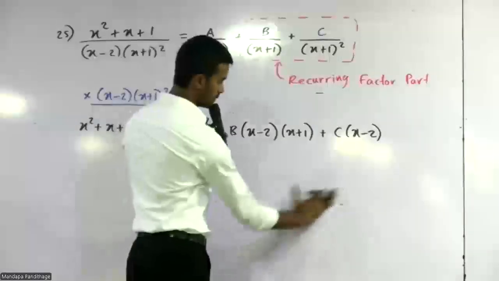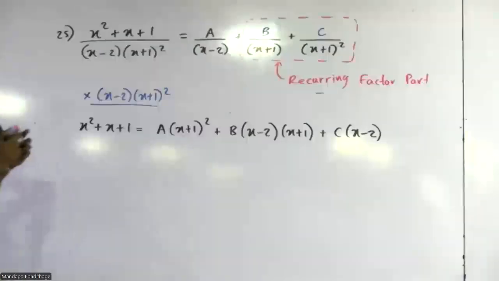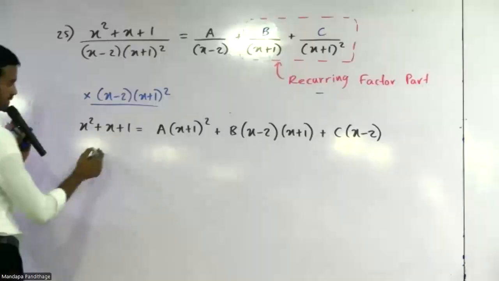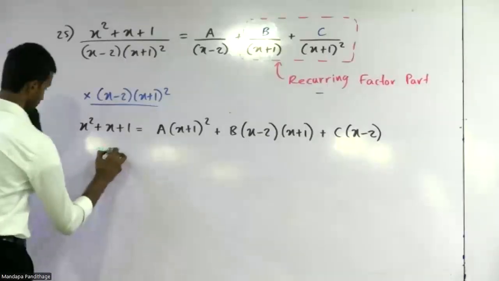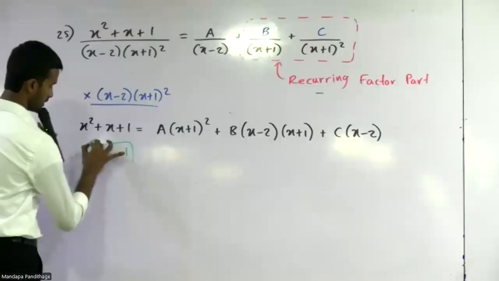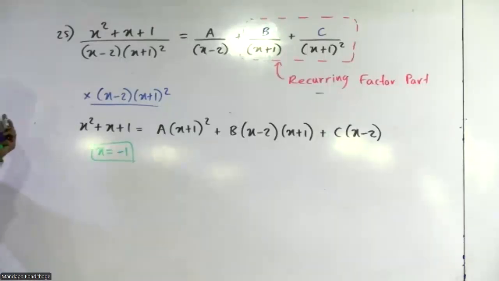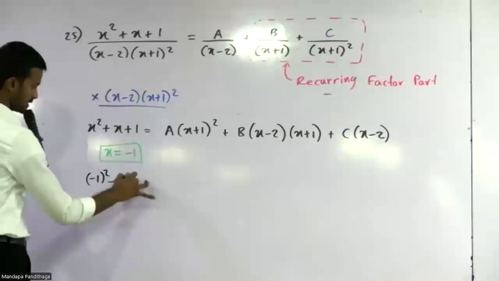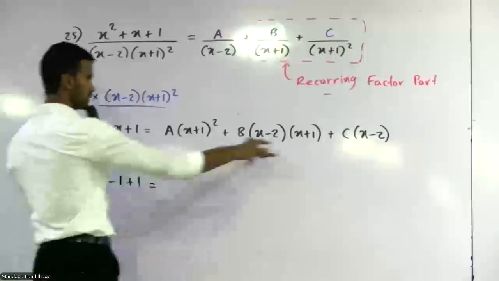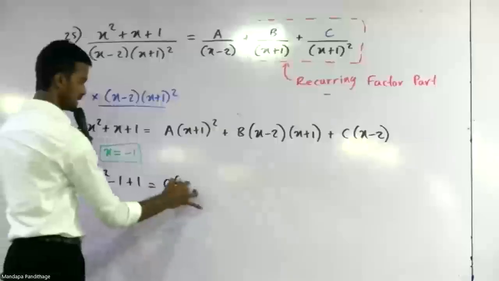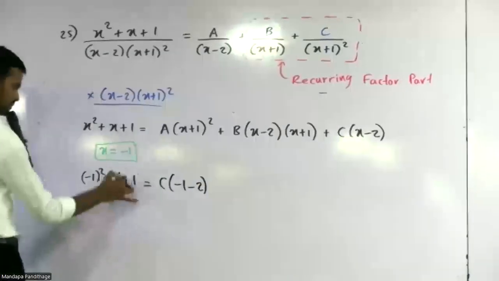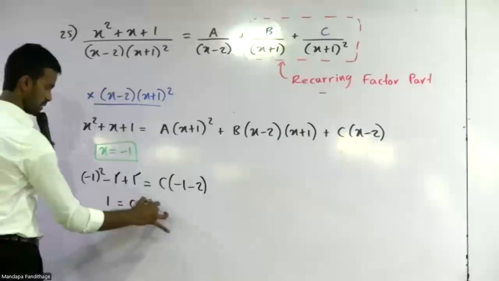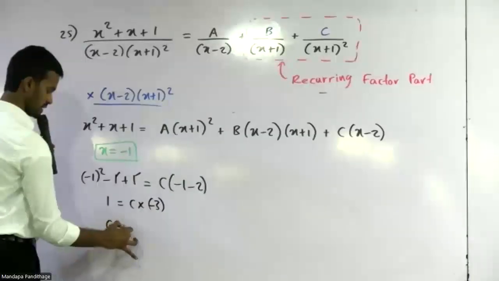Then do the simplification that you can do. Let's do it with me. You can put x equals minus 1. When it is minus 1 squared, minus 1 plus 1, this becomes 0, this becomes 0, only c, minus 1 minus 2. 1 is equal to c into minus 3. So c is minus 1 over 3.